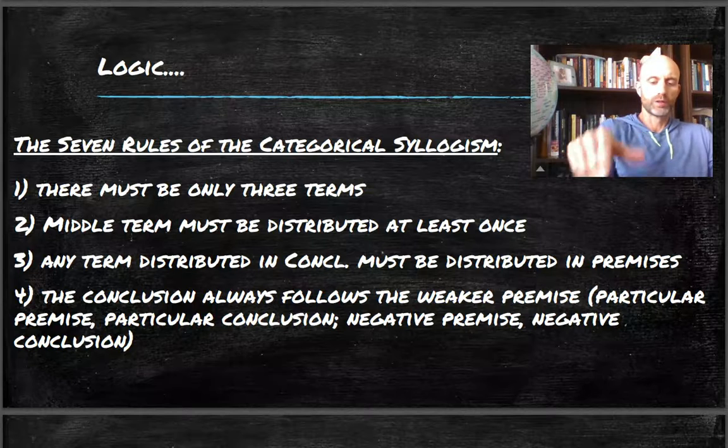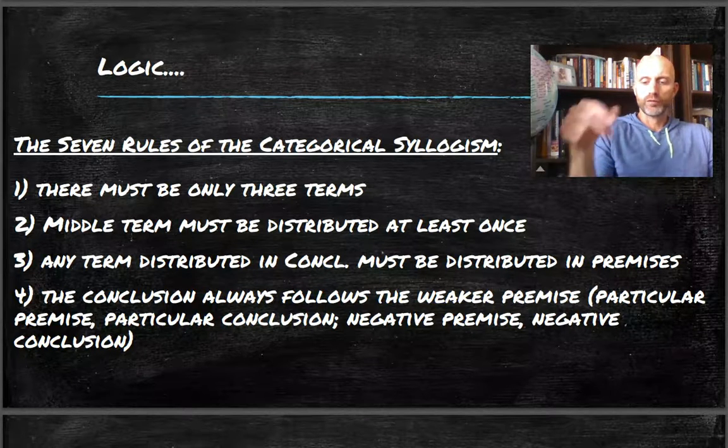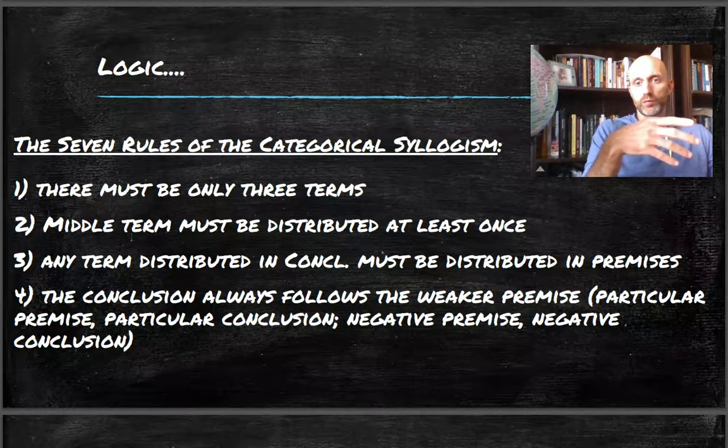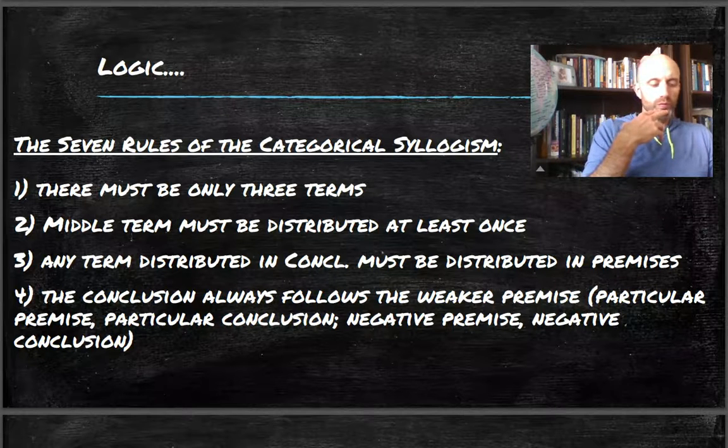So if you see that the major term is distributed in the conclusion, but then you go back up and you see that it's not distributed in one of the premises, then that's going to be called an illicit major. That's a fallacy. A rule is broken there. And same for the minor term.